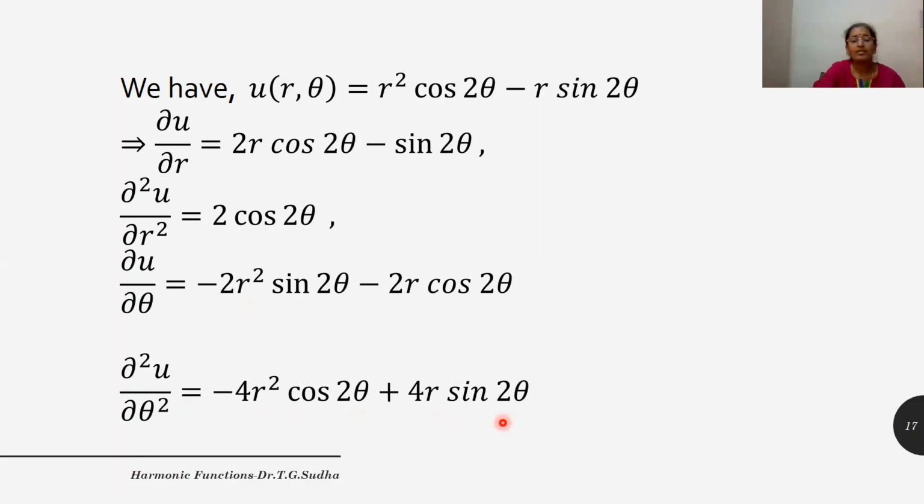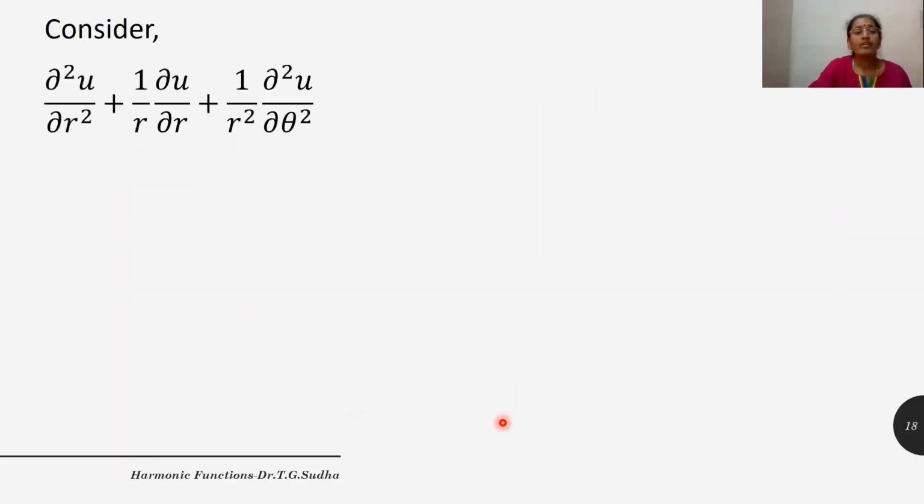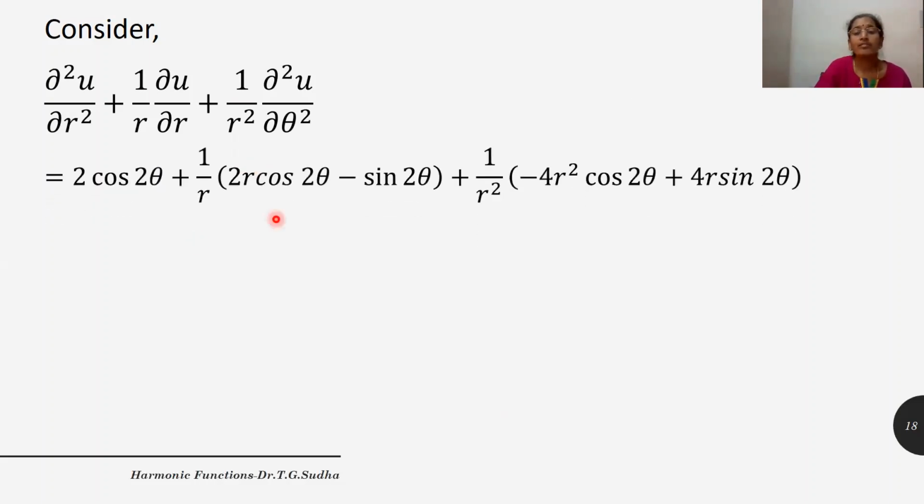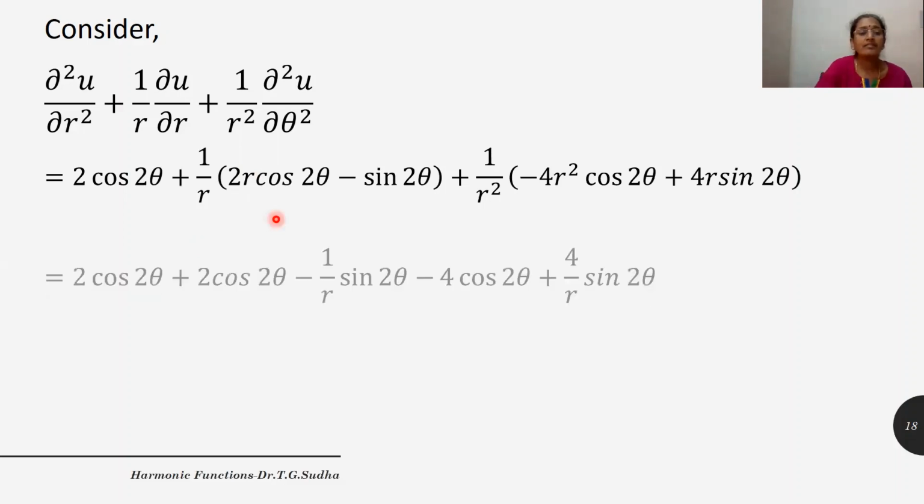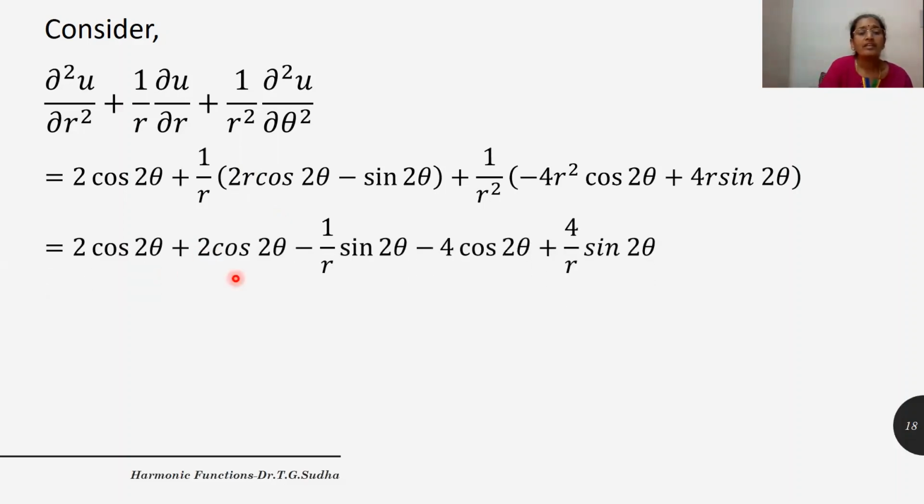Let us put these values in the Laplacian for the function u, that is dou square u by dou r square plus 1 by r into dou u by dou r plus 1 by r square into dou square u by dou theta square. On substituting the values, we get this expression. Let us simplify this. On simplification, that is removing the brackets, we get these 5 terms. So the cos terms get cancelled and we get a sin term, that is 3 by r sin 2 theta, and this is not equal to 0.